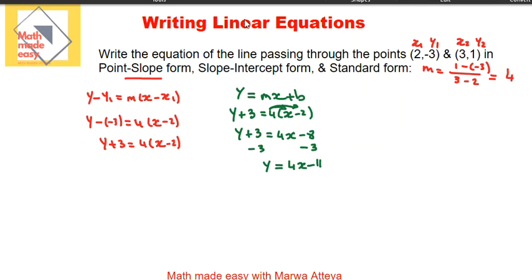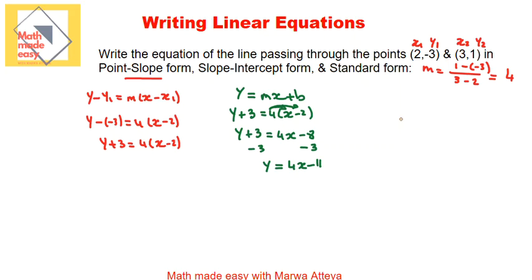My last one would be finding it in standard form, which should be ax plus by equals c. And to find that, I'm going to start from the slope-intercept form. I have y equals 4x minus 11. I just want to have both variables with their coefficients on the same side of the equation, which means I want x to be with y on the same side of the equation. So let's subtract 4x from both sides. You will end up with negative 4x plus y equals negative 11.